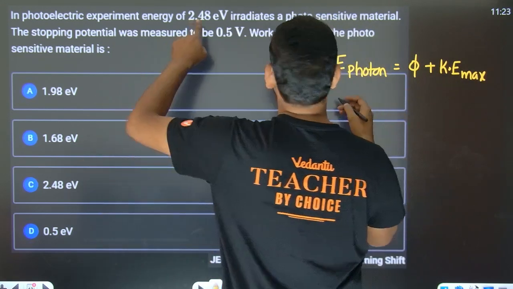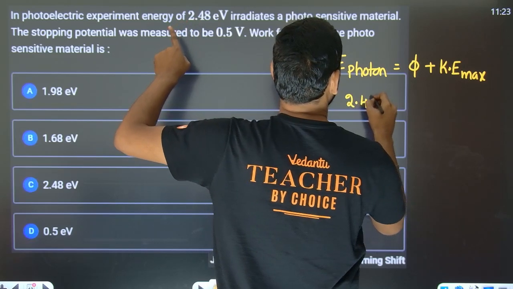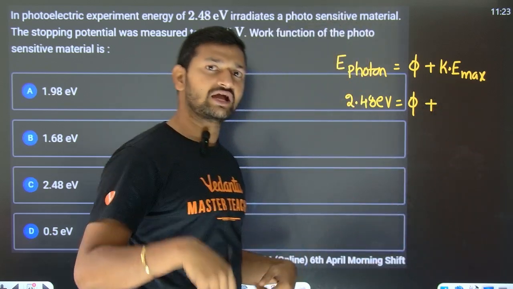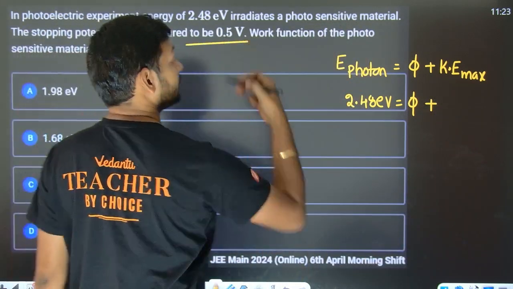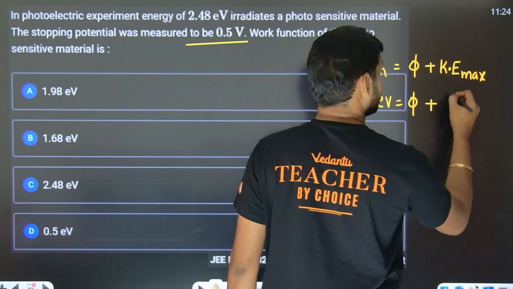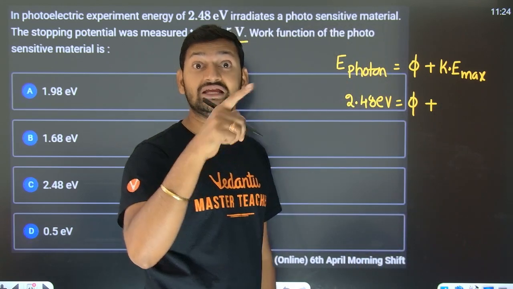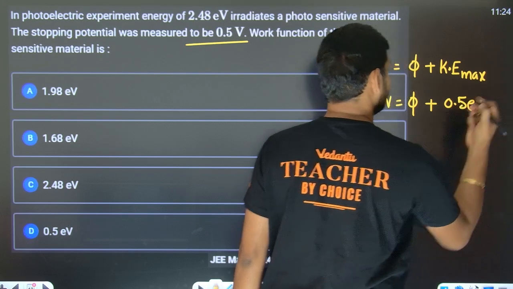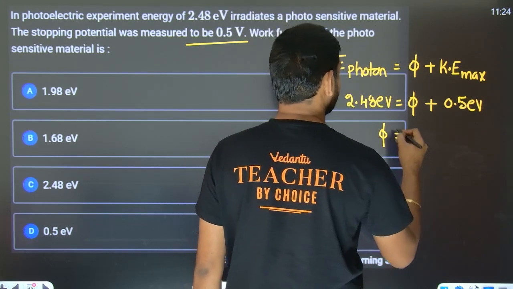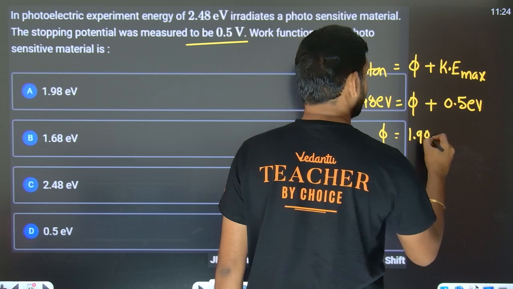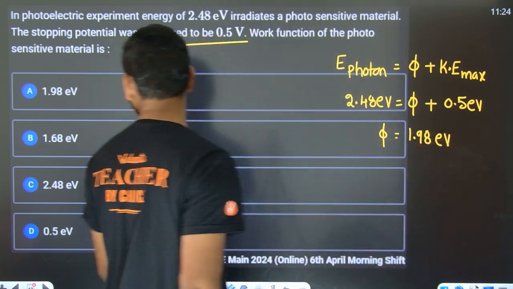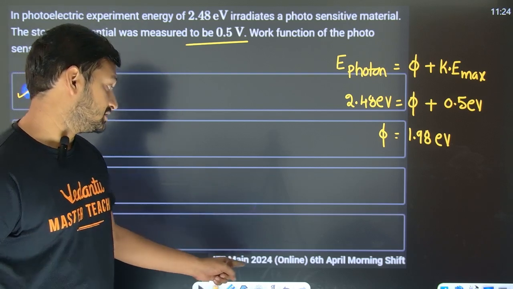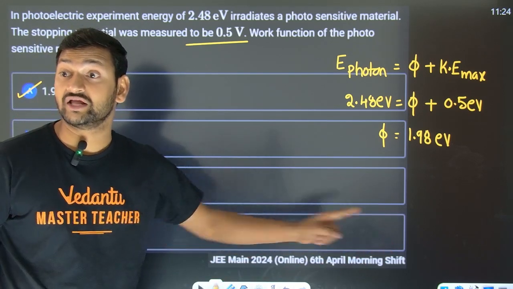What is the energy of the photon? They said that it is 2.48 electron volt. What is the work function? I don't know, that is what they are asking to calculate. But what did they give? They gave the stopping potential to be 0.5. So Ke max is e times V naught, e times 0.5 volt will be 0.5 eV. Then from here, you get 1.98 electron volt. So where is 1.98? Option A. And when was this asked? JEE Mains 2024, 6th April, morning shift.